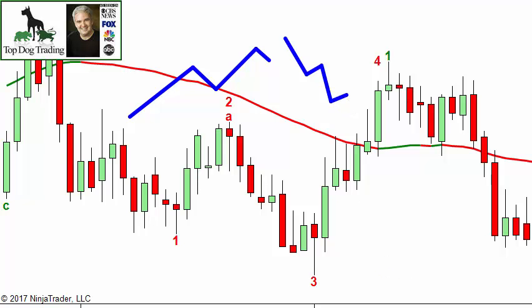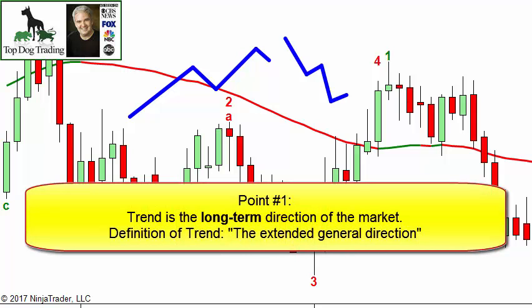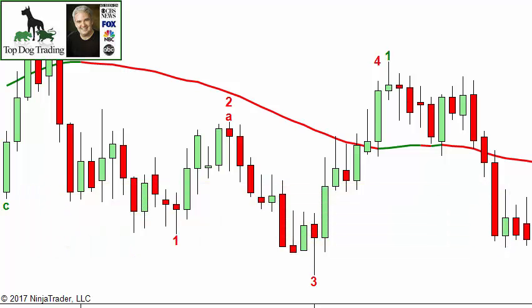Very simple. Dictionary. The word trend is defined in the dictionary as the extended general direction. So, therefore, it means a long-term move. So, whatever you decide to use for measuring trend, whatever tool you decide to use, it has to measure the long-term move. Otherwise, it's not measuring trend.